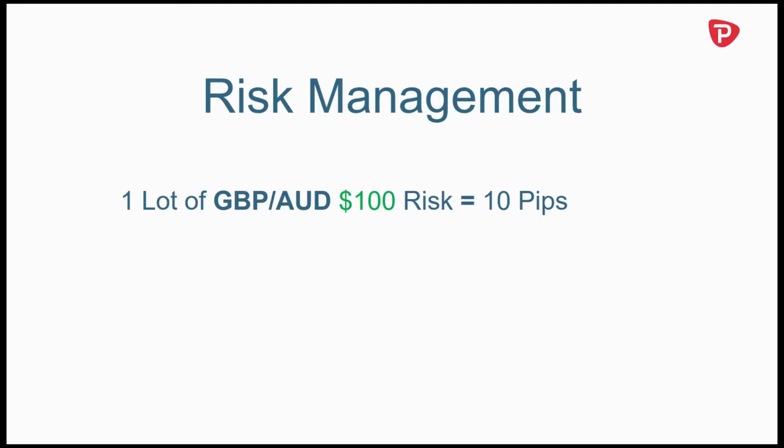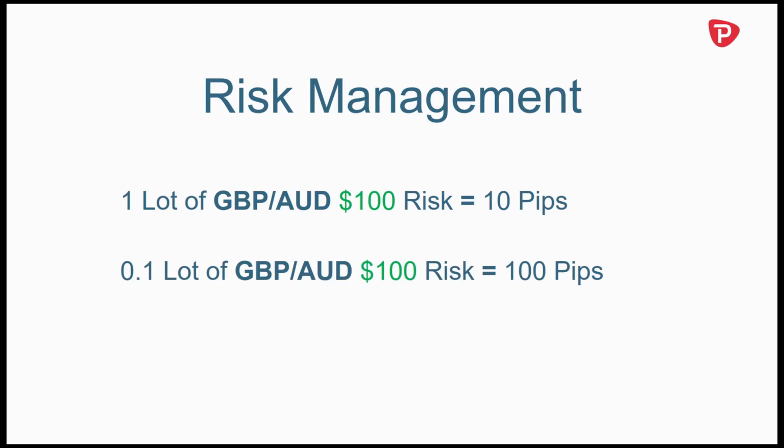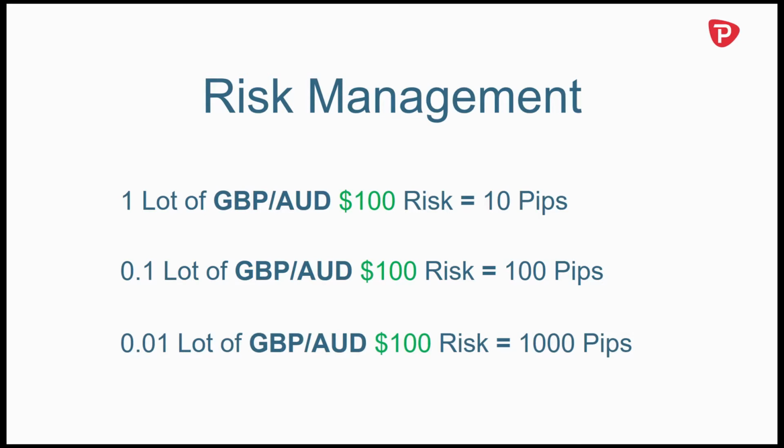So if we want to risk $100 on our trade, we could do that with one lot and placing our stop loss at 10 pips behind our order. If we were trading a 0.1 lot, $100 risk would equal 100 pips. And if we were trading 0.01 of a lot, $100 risk would equal 1,000 pips. This means that our risk is in our control, and therefore when we figure out what stop loss our trade needs, we can change our lot size to accommodate our risk.